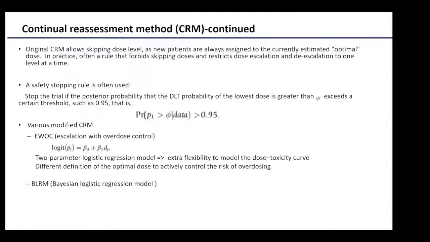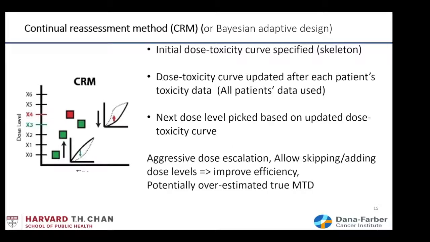So this is some of the technical details about the CRM design. I think I won't get into details. Again, you can see the idea of this design. The advantage is improved efficiency, because it uses fewer patients to reach the MTD level, but it potentially overestimates the true DLT level, as we discussed before, because it is a little bit aggressive in terms of escalation.